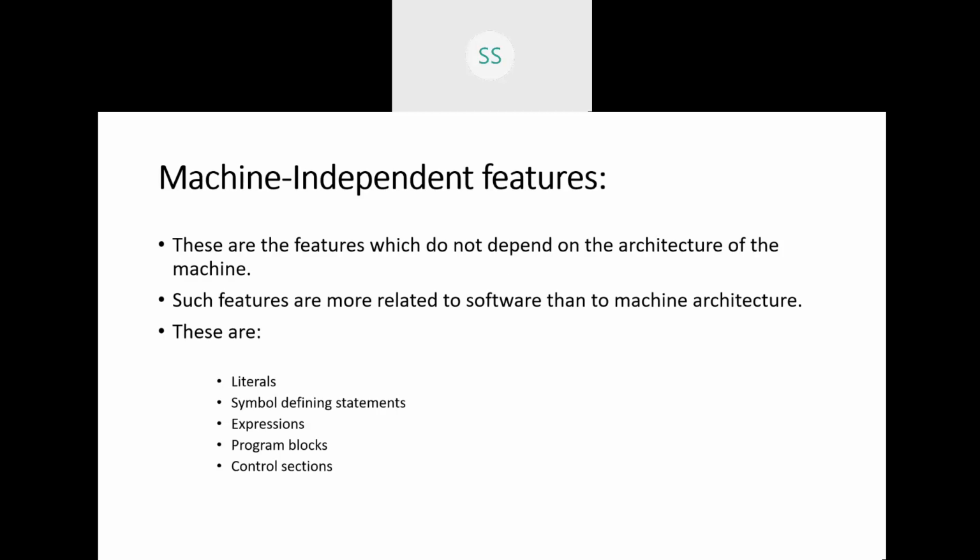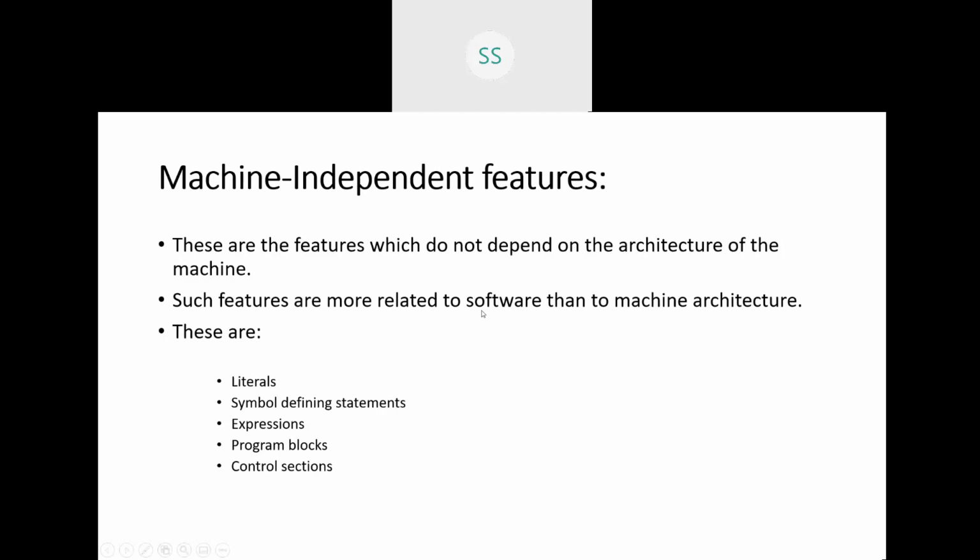Okay, so from the very term you can understand when we say machine independent, what does it mean? It is not going to depend on what the architecture of your machine is. Okay, so we are going to talk about such features of your assemblers which are not depending on the machine. It's independent of the machine architecture.